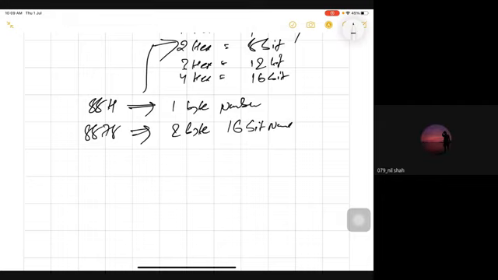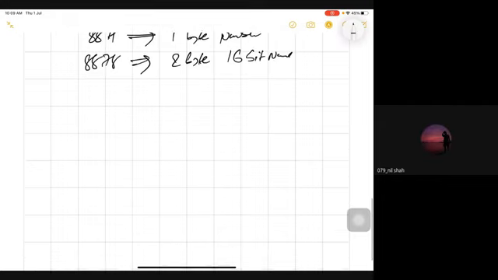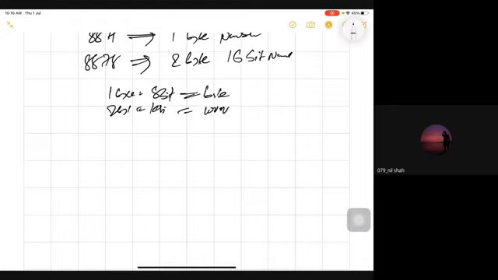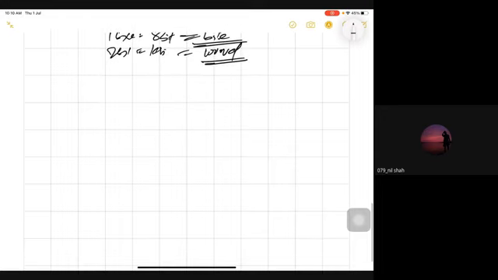Clear? Okay. So 1 byte is equal to 8 bits, 2 bytes is equal to 16 bits. This is called a byte, and this is called a word. Now you need to tell me, a little bit of exam, and I want someone to be very fast.